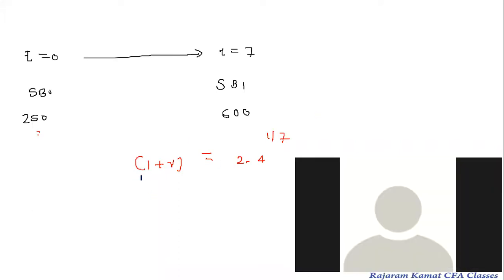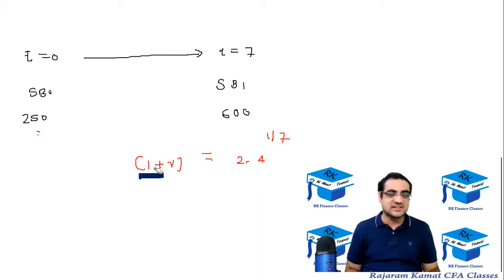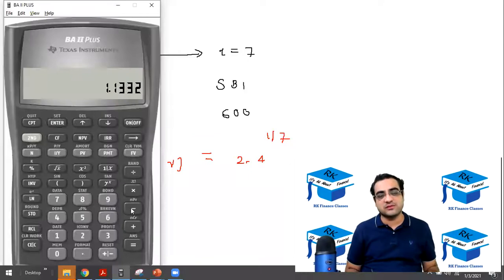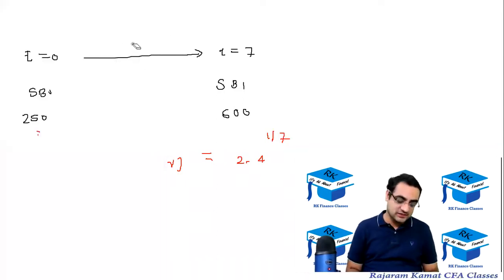Okay. So the answer is 1.1332. We subtract 1 from that. This 1 plus will go on the other side and become minus 1. So I'll just subtract 1 from that and the return becomes 0.1332. That's 13.32%. Thank you, Aditya. So the return becomes 13.32%.